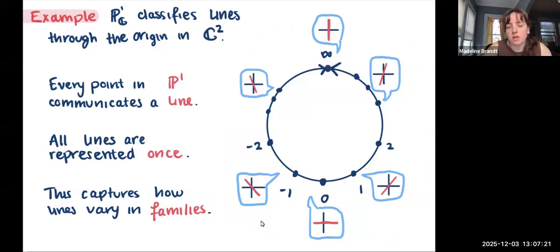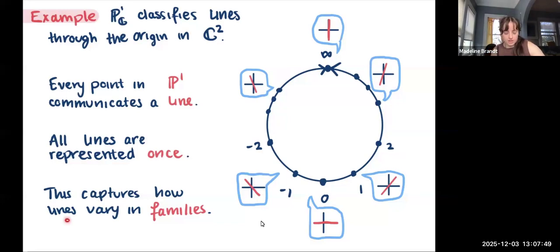Some key features about this in terms of thinking about it as a moduli space is that every point in this space communicates some line to you. Our classification problem is lines through the origin in C2. So every point corresponds to some line through the origin. Every line here is represented exactly once.